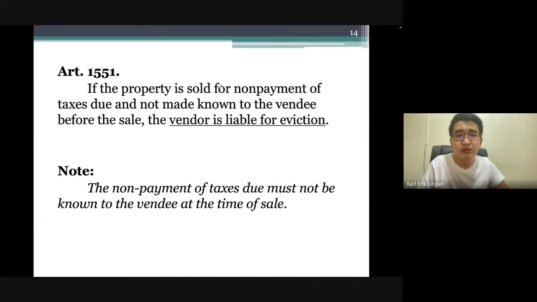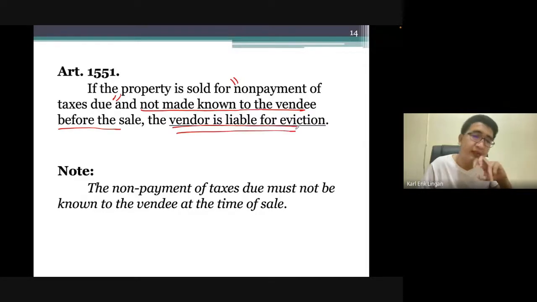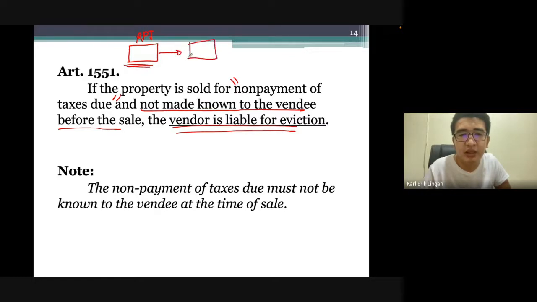If the property is sold for non-payment of the taxes due, and not made known to the vendee before the sale, the vendor is liable for eviction. Meaning, ayan, kaya nga sabi ko, there are instances, para maging clear, kapag hindi mo nabayaran ang real property taxes mo sa lupa. Okay? Itong lupa na to, pwede yang ibenta ng government in a delinquency sale. Okay? Kapag you fail to pay the real property taxes.